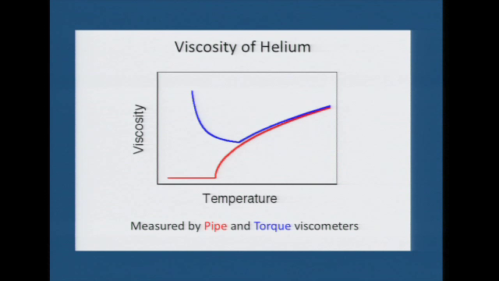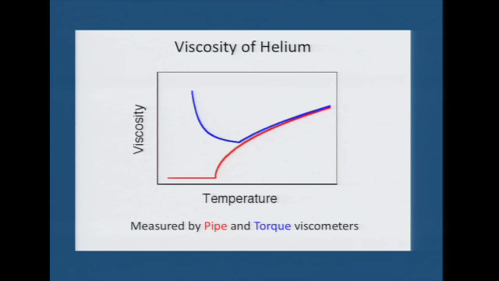Now let's see what happens when you measure the viscosity of helium. Well, it turns out if you use a pipe viscometer, if you push it through a pipe, then the viscosity gets smaller and smaller, and then at this temperature, 2 Kelvin, where it becomes superfluid, there's no viscosity. It just flows completely, effortlessly. That's why it's called a superfluid. No viscosity at all. Flows completely easily.